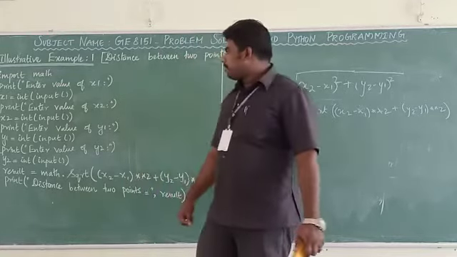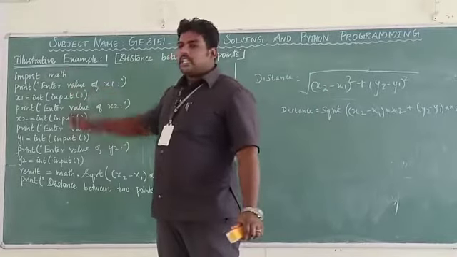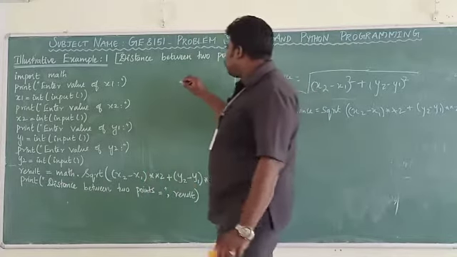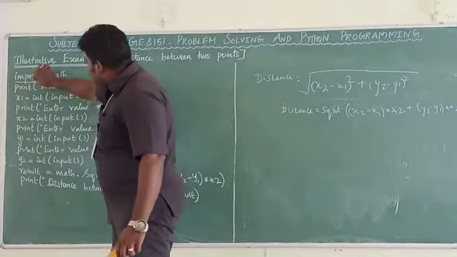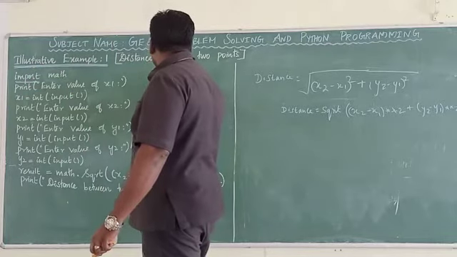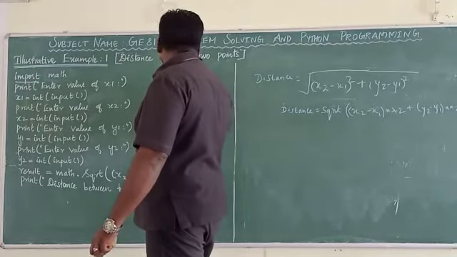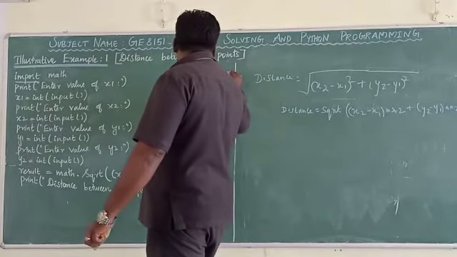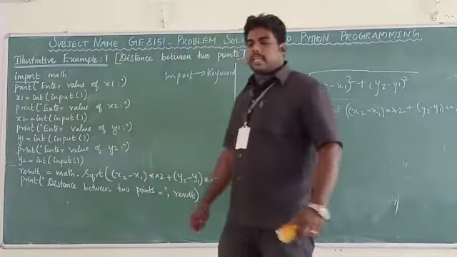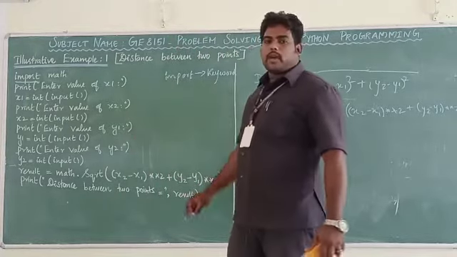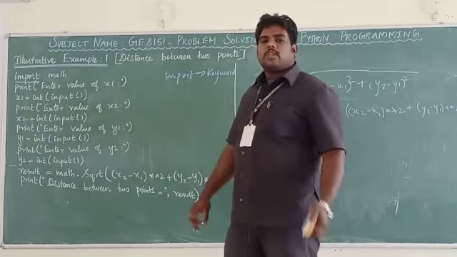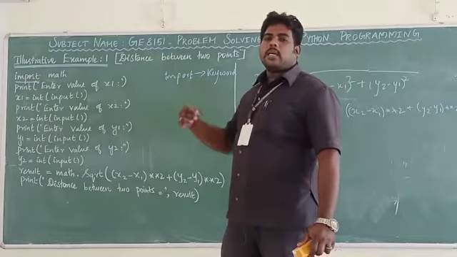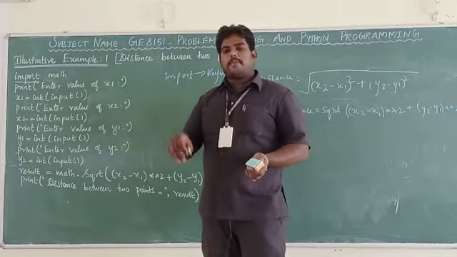So here the first line is import math. What is this import math? Here import is a keyword. If you check the notes, you can find it. There is a keyword called import. How many keywords are in Python? There are 33 keywords. One keyword is import. Always the keyword should be written in lower case. So import is a keyword used to import a particular package in your program.